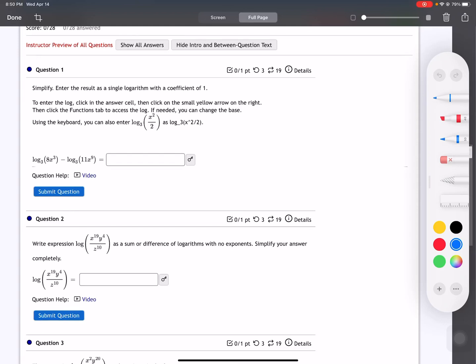Okay, hi everyone. I'm going to go over the test 3 review questions. I'm going to kind of do a speed run, and I'm going to try to be as thorough as possible as I go through it. So the first question says, simplify, enter the results as one single log with a coefficient of 1.